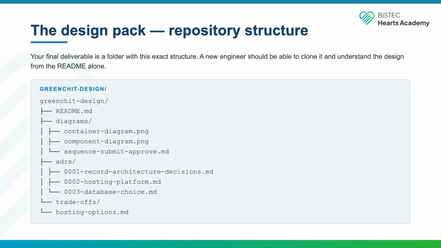Your final deliverable is a folder with this exact structure. A new engineer should be able to clone it and understand the design from the README alone. GreenChit design: README.md; a diagrams folder containing container-diagram.png, component-diagram.png, and sequence.md; an ADRs folder with at least 3 numbered ADR files; a trade-offs folder with the hosting options analysis. Everything in Markdown and PNG. Everything in Git. Everything readable on a phone. This is what professional design output looks like. Build the habit now.